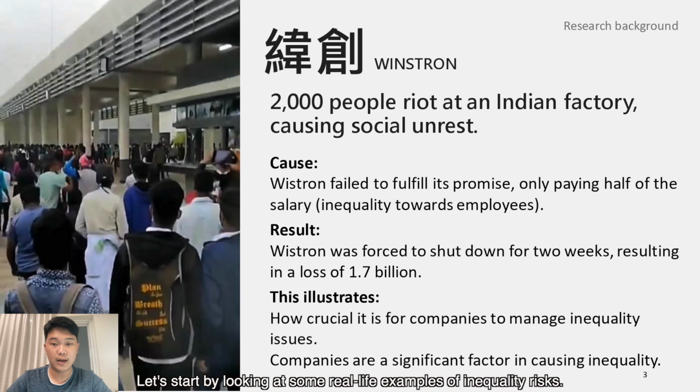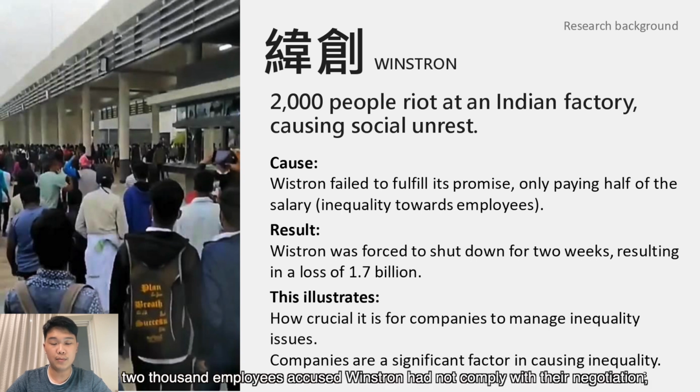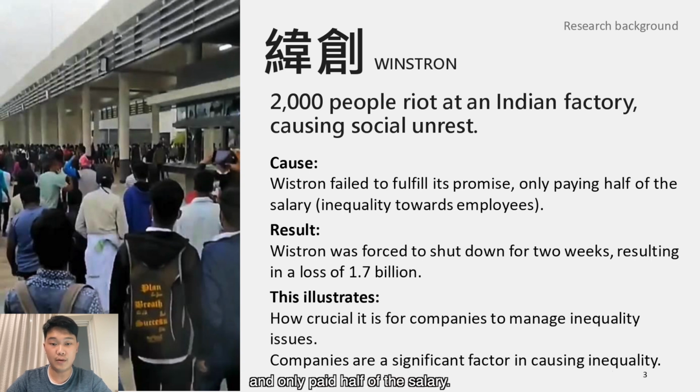Let's start by looking at some real-life examples of inequality risk. In 2020, Winston experienced a protest in its India factory. 2,000 employees accused Winston of not complying with their negotiation and only paying half of the salary. In fact, you can see that the decision is unfair to employees. Eventually, this protest turned into an insurrection. The factory was seriously vandalized, and Winston made a loss of $1.7 billion.